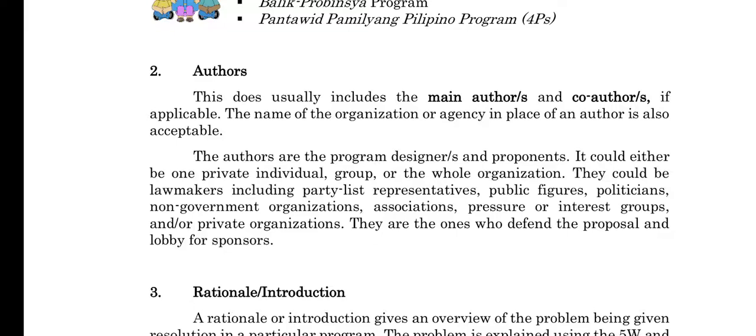Number 2 is the authors. This is very easy. You just have to include who are the implementors who formulated this idea. Okay, so these are what we call the authors. Normally, this includes the lawmakers in the Philippines who usually formulate the idea before it becomes a program. Who are the lawmakers? They are either the senators or the elected congressperson, congressman, or congresswoman.